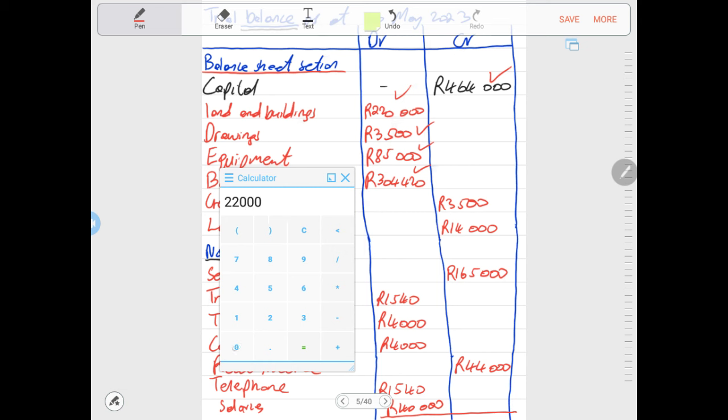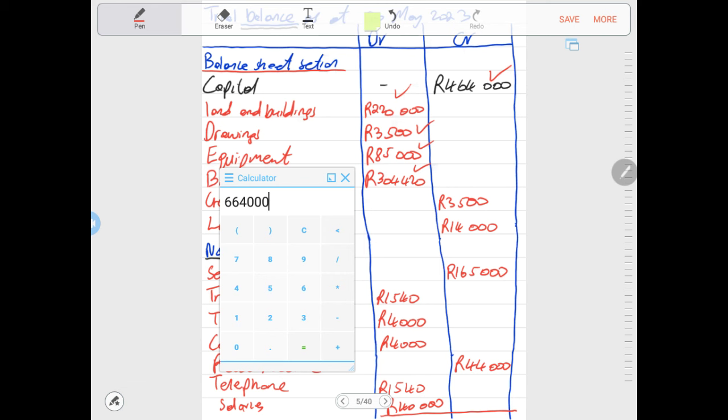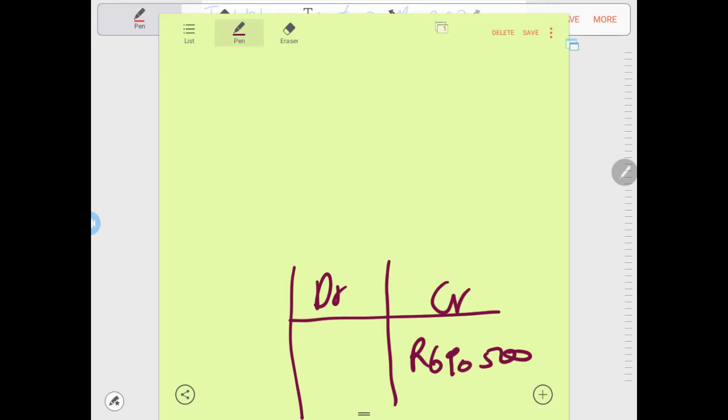Let me just repeat: 320,000 plus 3,500 plus 85,000 plus 304,420 plus 1,540, plus 4,000 rands, plus 4,000 rands, plus 1,540, plus 40,000 rands. So please do write the total, but normally this will be the same. I just used an exercise where it was not a requirement to do a trial balance, so balancing was not their concern in the trial balance.